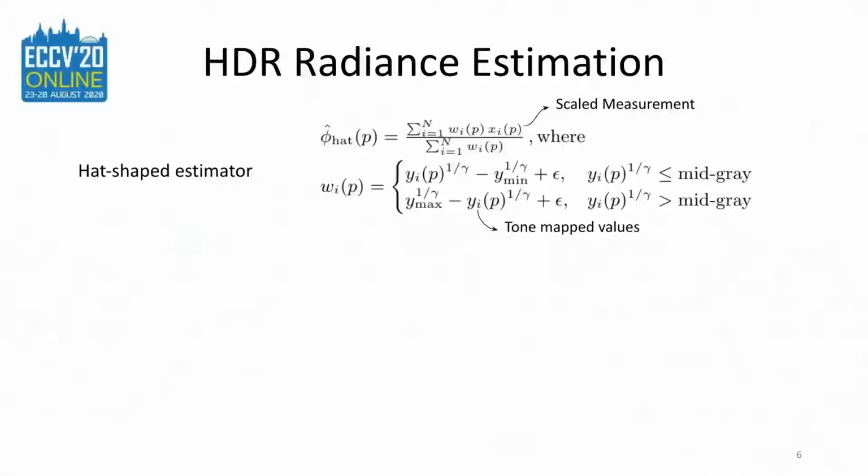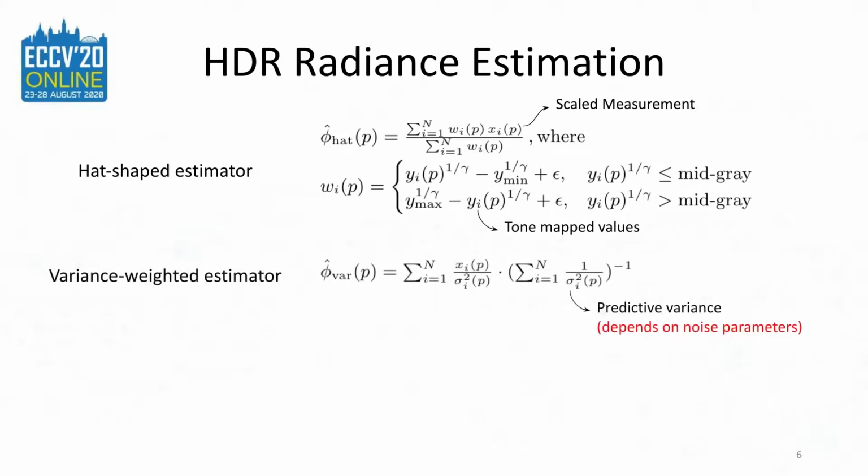With a calibrated noise model, better estimators were derived by approximating the Poisson component with a normal distribution and then maximizing the log likelihood. The analytical variance weighted estimator was obtained by assuming that the per pixel scaled measurement x and variance sigma squared are independent.